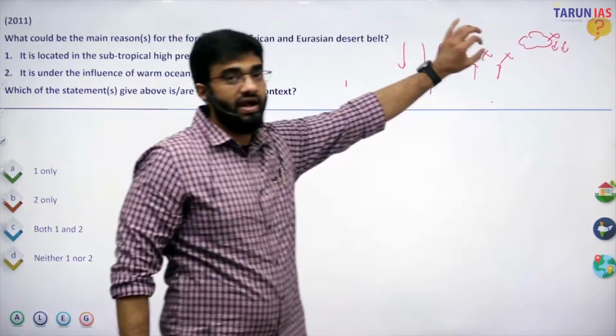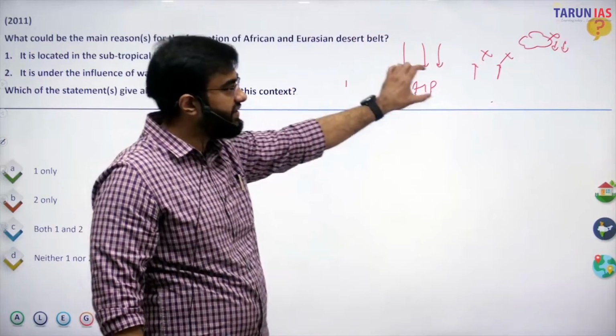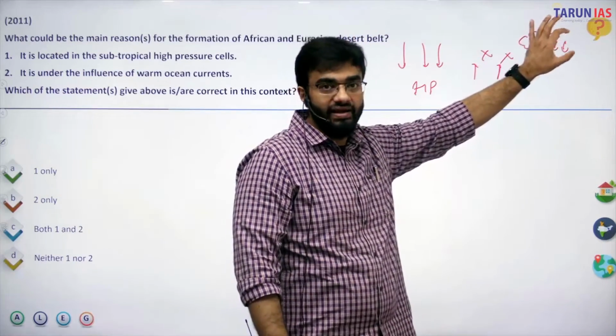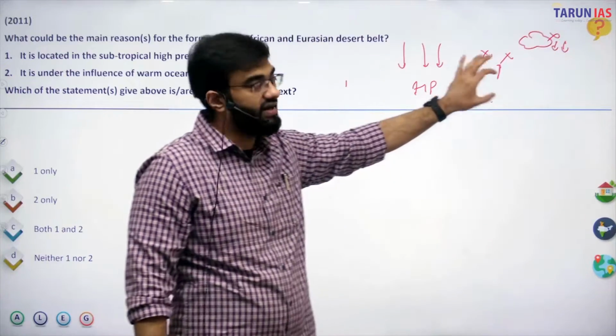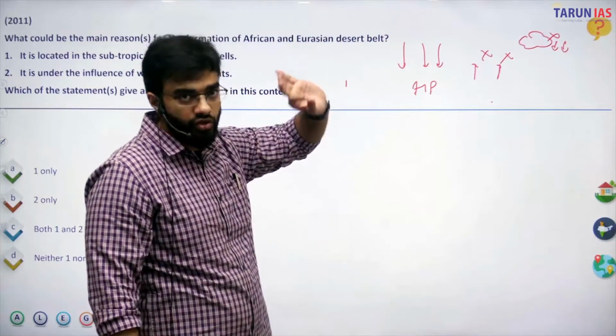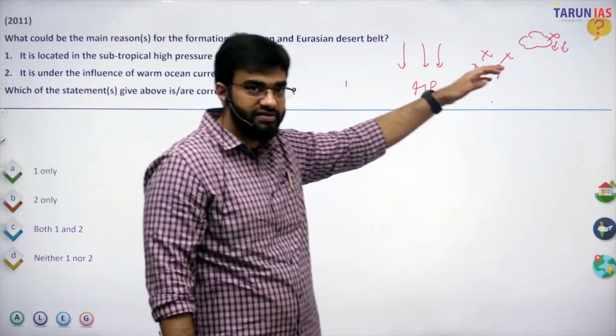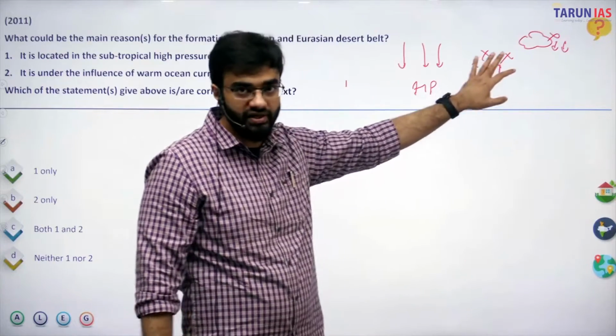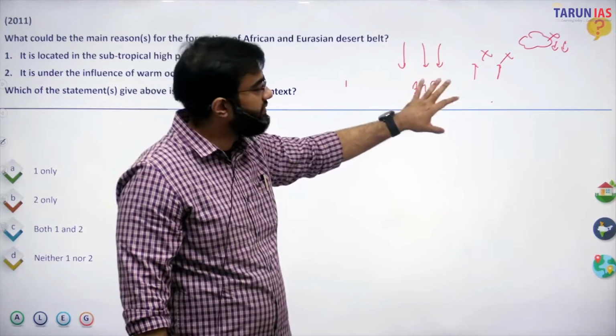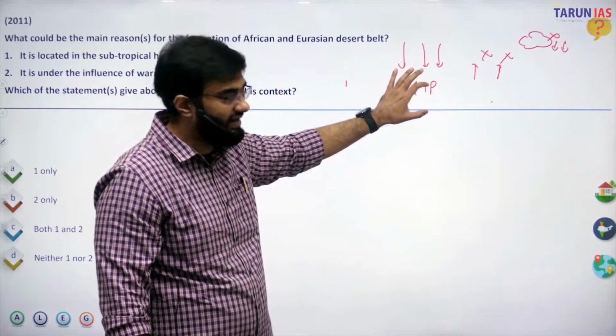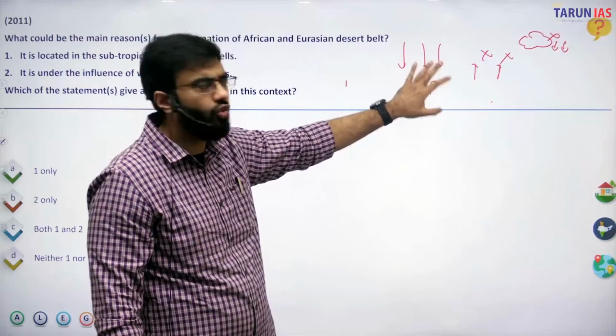Again, we have to remember that a desert is defined by aridity, that is, rainfall is very less. A desert is not necessarily always hot. There are cold deserts also, like the Gobi Desert in Asia. Then we have the Patagonian Desert in Argentina. So these are examples of cold deserts.